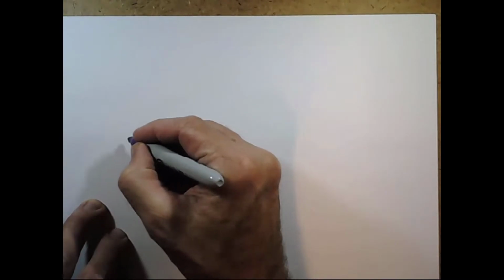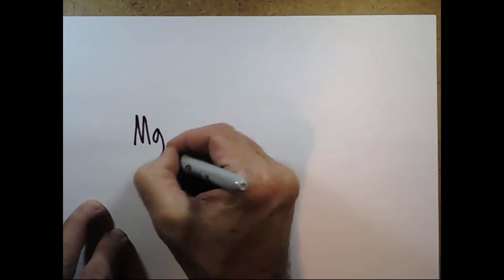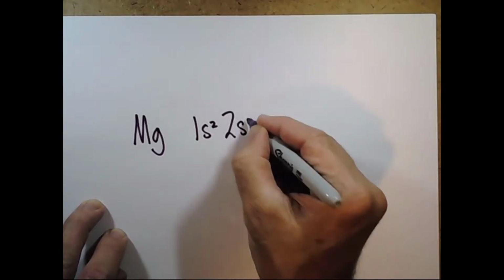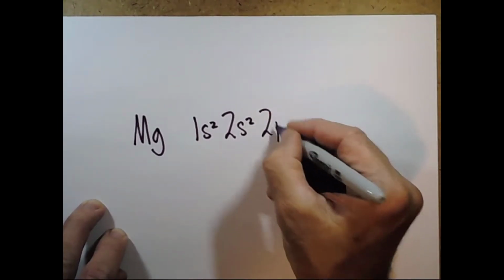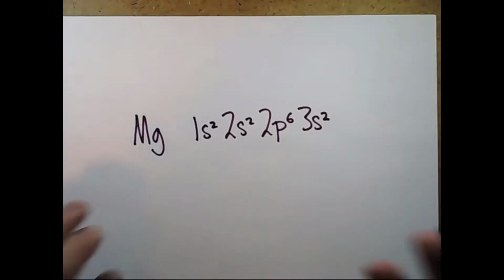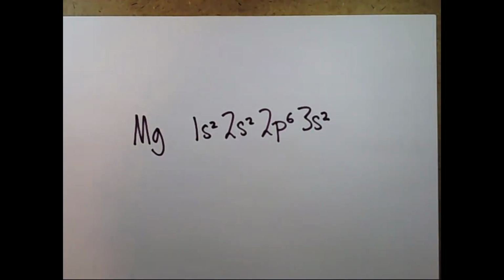I'm going to show you how to memorize or how to work out electron configurations using the periodic table. So what do I mean by electron configurations? Well, for example, magnesium is 1s2, 2s2, 2p6, 3s2. All right, but how do we know that? How can we memorize or how can we work out that sequence with just a periodic table?